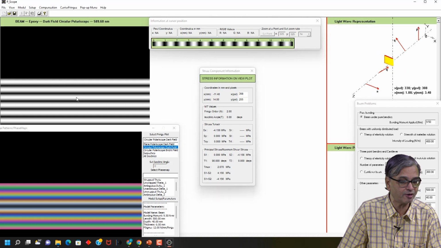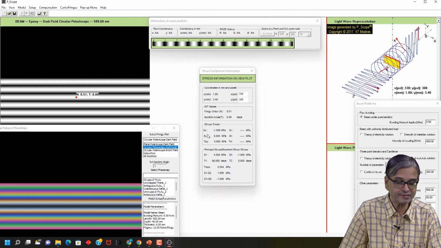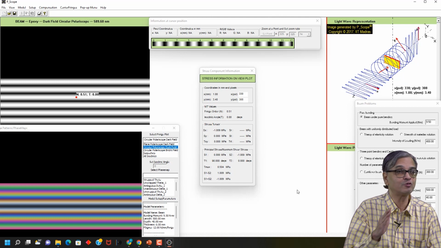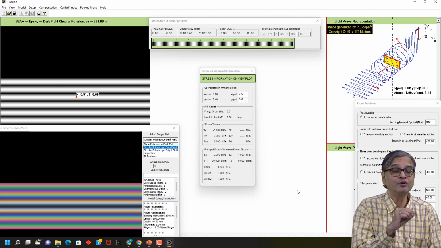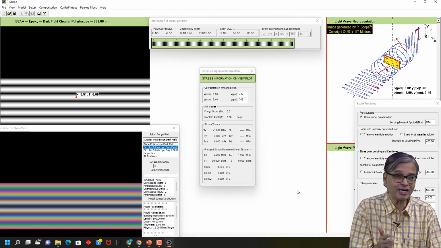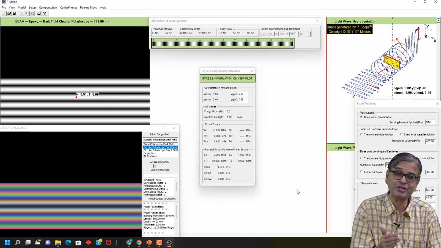If I take any particular point, it will tell you what is the stress acting there. This is sigma x minus 1.009 MPa. It will give you what is theta 1 and theta 2. It will give you sigma 1 and sigma 2 and the associated directions. You know, when you do a photoelastic experiment, you will not get all of this. Since it is a simulation package, it also helps you to appreciate concepts related to stress analysis.